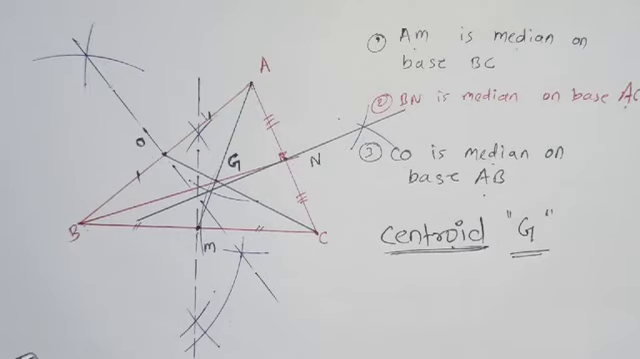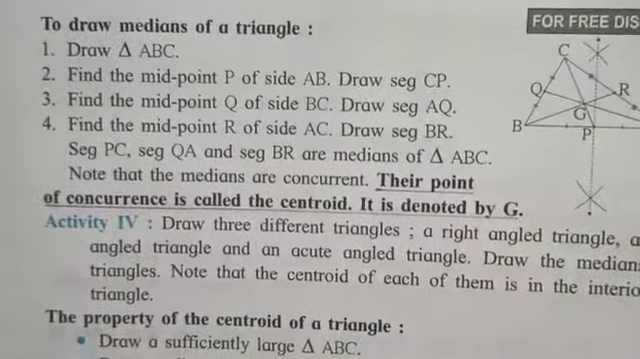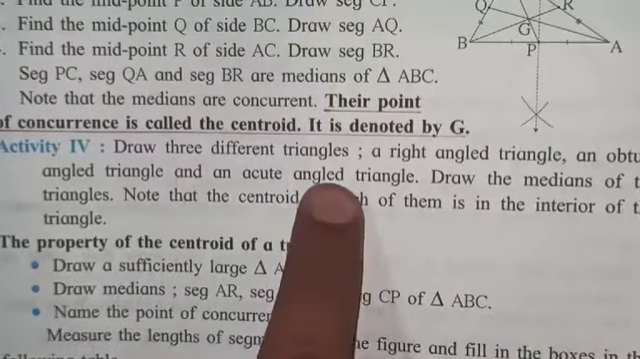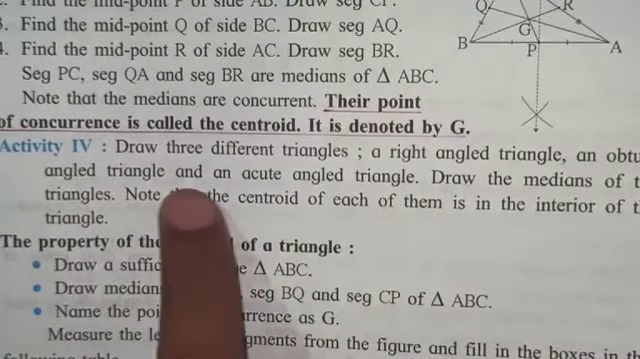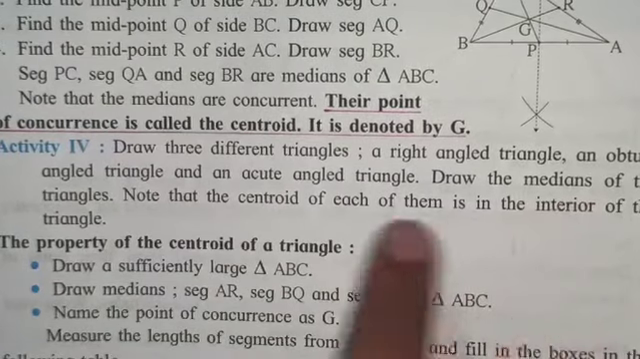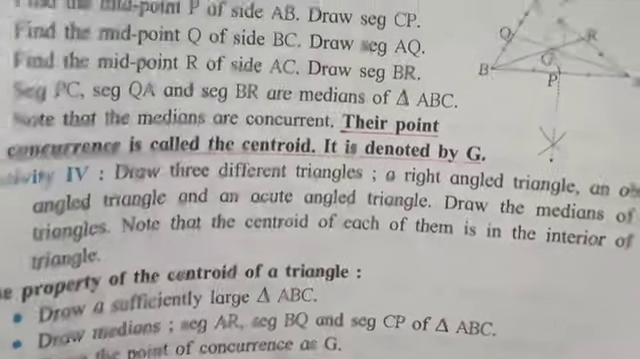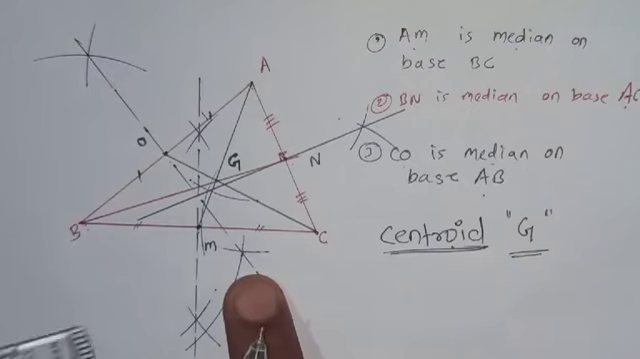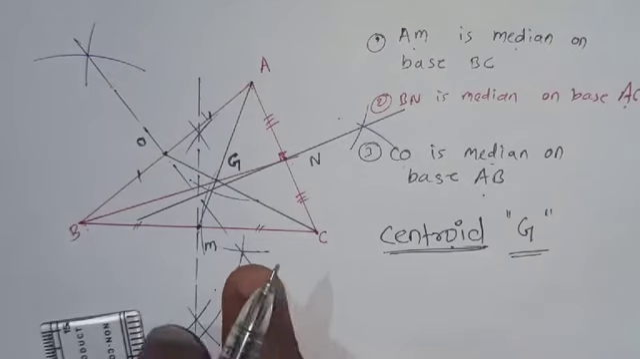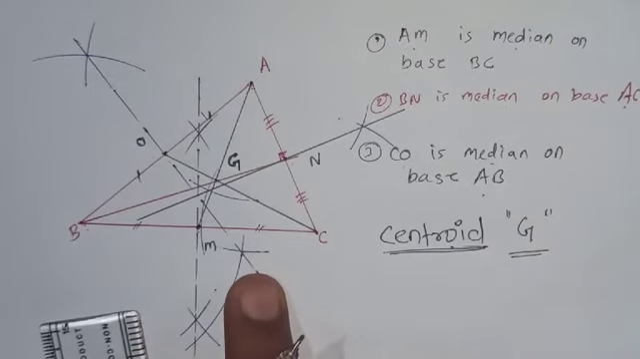Then you are given some activities. Draw three different triangles, a right angle, an obtuse angle, and an acute angle triangle, and draw the medians of the triangles. I have already shown you by drawing one acute angled triangle. So we will see another example.